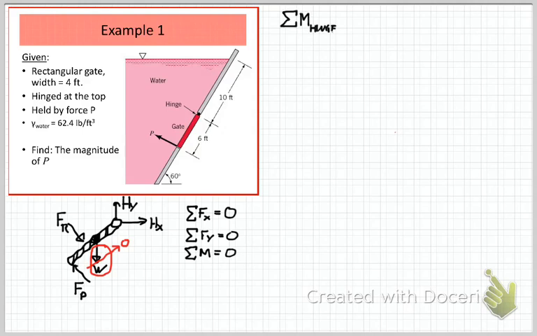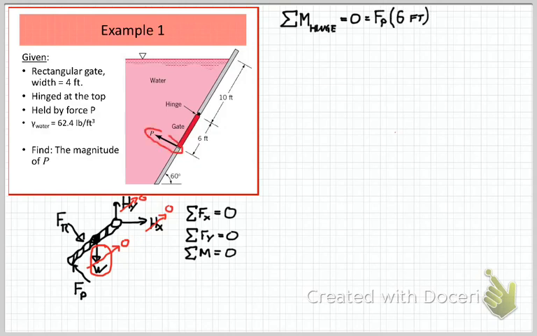And in this problem, I'm going to choose to go ahead and sum the moments around the hinge. The reason I do that is because the moment arm for both of those hinge forces is then 0. They're forces, but they have no distance component from the hinge itself. That zeroes out those forces and simplifies my world.